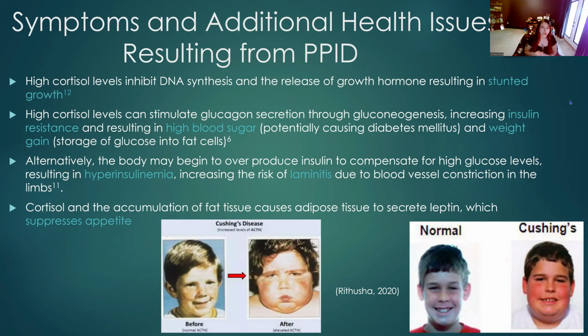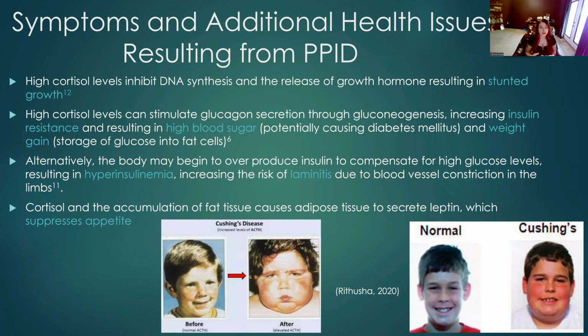So now let's get into the physiology of PPID. Naturally, high cortisol levels inhibit DNA synthesis and the release of growth hormone, resulting in stunted growth. So young animals or humans that have PPID end up being short or skinny or have osteoporosis, so their bones don't grow properly. High cortisol levels can also stimulate glucagon secretion through gluconeogenesis, which increases insulin resistance and results in high blood sugar, which potentially causes diabetes in some cases, and also weight gain due to the storage of glucose in the fat cells. Alternatively, the body may begin to overproduce insulin to compensate, and this results in hyperinsulinemia and increases the risk of laminitis due to blood vessel constriction in the limbs.